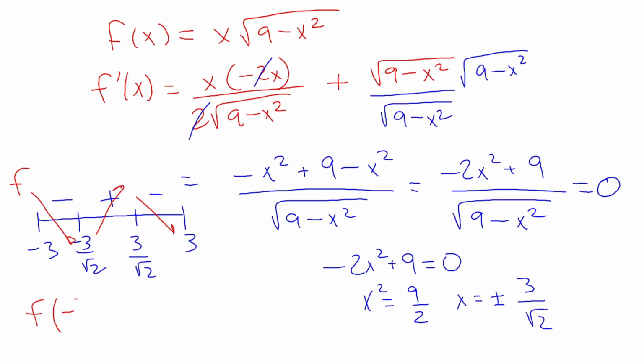So I'm not going to do the arithmetic again. F of -3 over root 2 is just -9/2. And f of 3 over root 2, you can plug it into the original function, and you end up getting +9/2. So that tells us that we've got a local and absolute maximum of 9/2 and a local and absolute minimum of -9/2. So we'll write out the information about our first derivative, right?